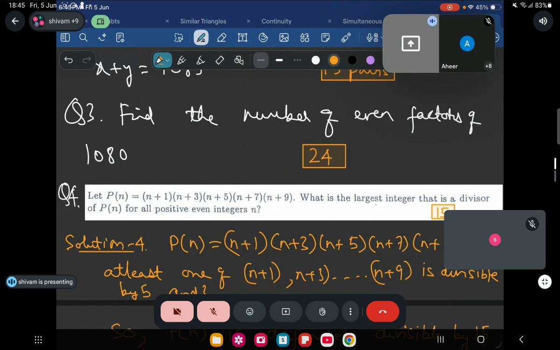This should be valid for all n belonging to natural numbers. It shouldn't be valid for any particular value of n only. For all n belonging to natural numbers, this Pn will be definitely divisible by 15, because Pn will be definitely divisible by 3 for every value of n, and Pn will be definitely divisible by 5 for every value of n. So Pn is divisible by 15. That is the largest possible divisor. Is it clear, Aviraj? Or should I explain again?